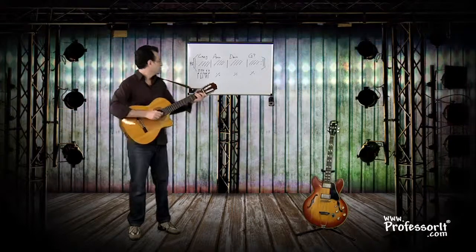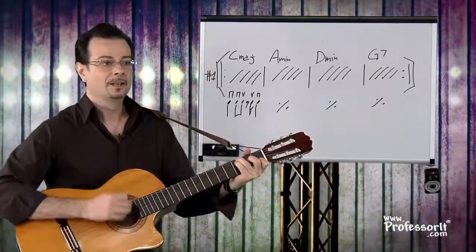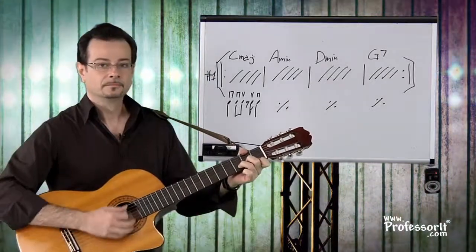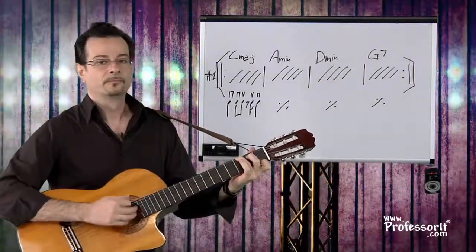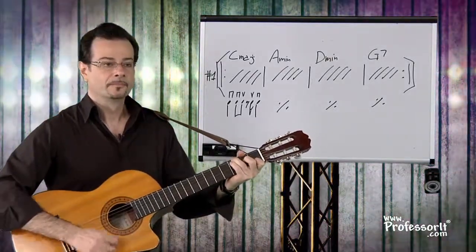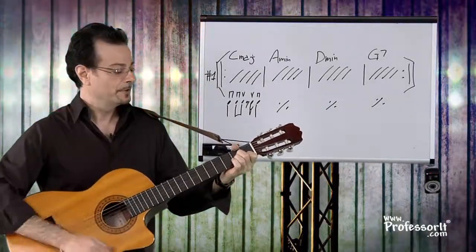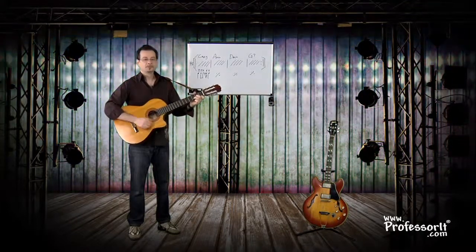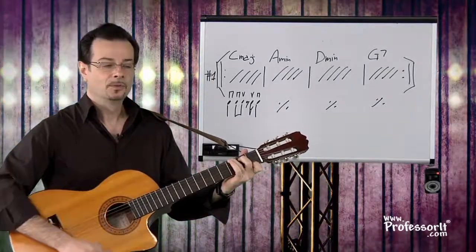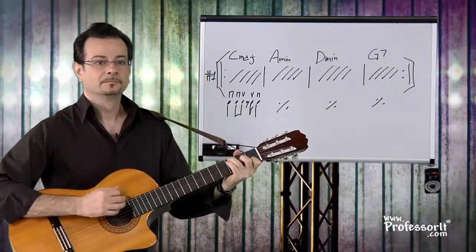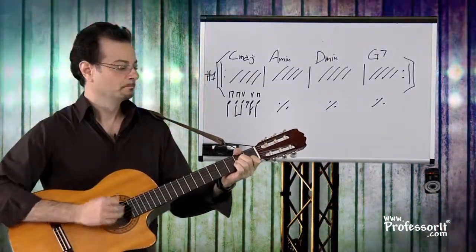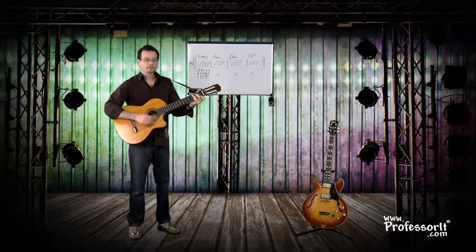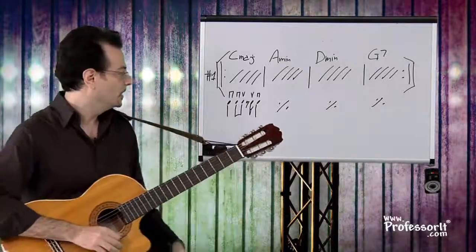1, 2, 3 and 4 and down, down, down, and change. A minor, D minor, G7. One more time. And 1 and stop. Okay, you guys.